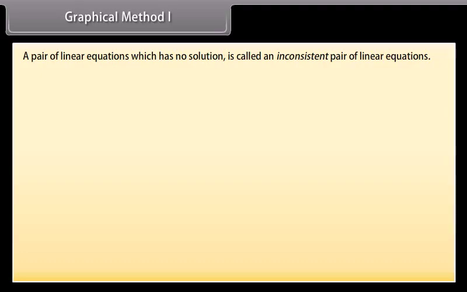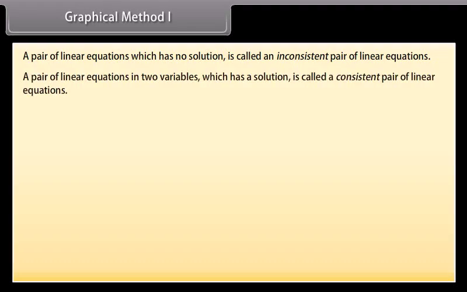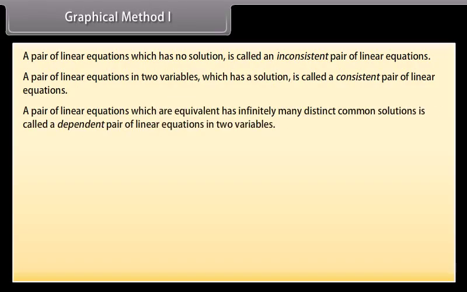Graphical method 1. A pair of linear equations which has no solution is called an inconsistent pair of linear equations. A pair of linear equations in two variables which has a solution is called a consistent pair of linear equations. A pair of linear equations which are equivalent, having infinitely many distinct common solutions, is called a dependent pair of linear equations in two variables. A dependent pair of linear equations is always consistent.